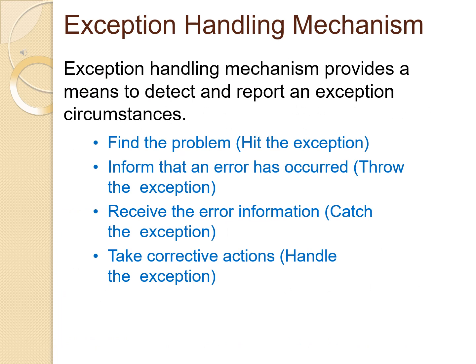The exception handling mechanism consists of three keywords: try, catch, and throw. The first step is to find the problem, that is called hitting the exception. Now we have to inform that an error has occurred. That is done using throw. Then using catch, we receive the error information and take corrective actions, which is known as handling the exception. So once the problem is found, you inform it, it is received by the catch, and then corrective measures are taken.